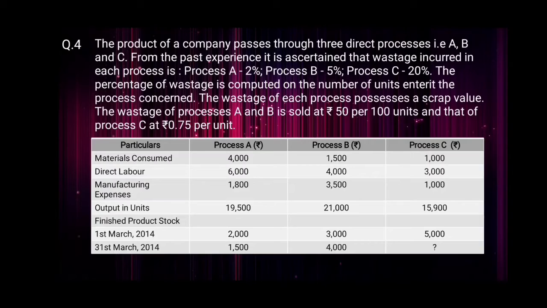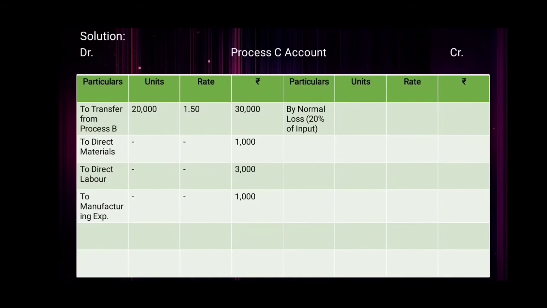Now normal loss amount, that is for process C, it is given as 20%. So 20% of input and the scrap value is given as 0.75 per unit for process C. So let us record by normal loss 20% of input, that is 20,000. So the amount will be 4,000 units at the rate of 0.75. So the total amount will be 3,000.